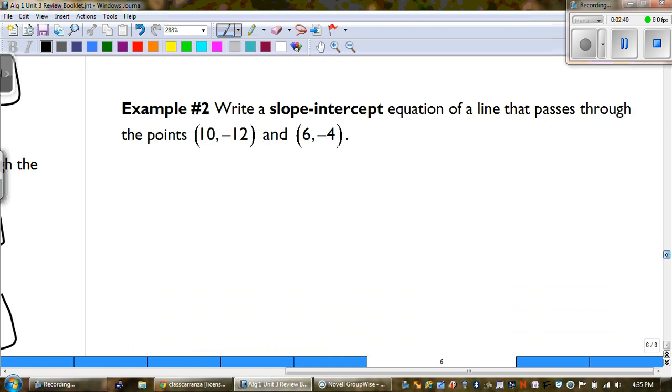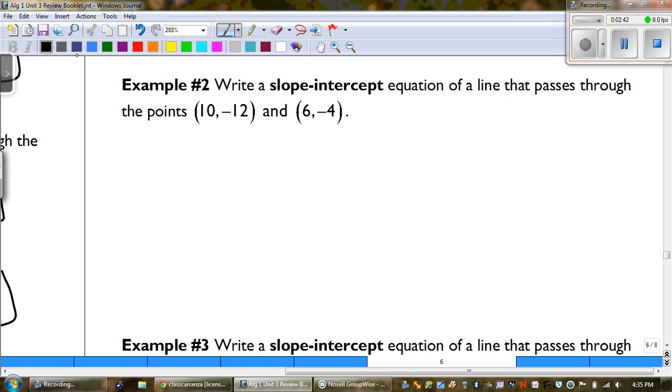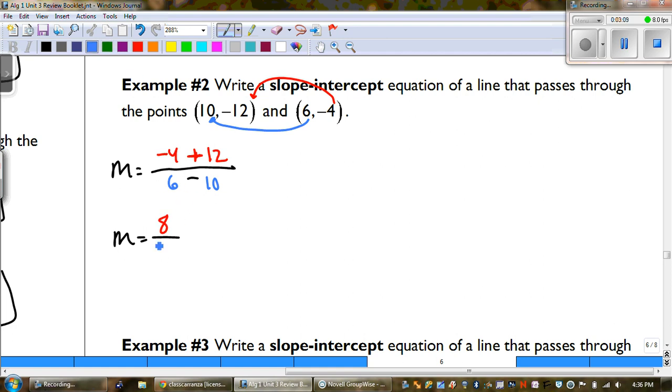Example number 2. So once again, you're doing the same thing. We need to figure out what the slope is. -4 plus 12 and 6 minus 10. Well, -4 plus 12 is 8. And 6 minus 10 is -4. And when you reduce that, you get -2.